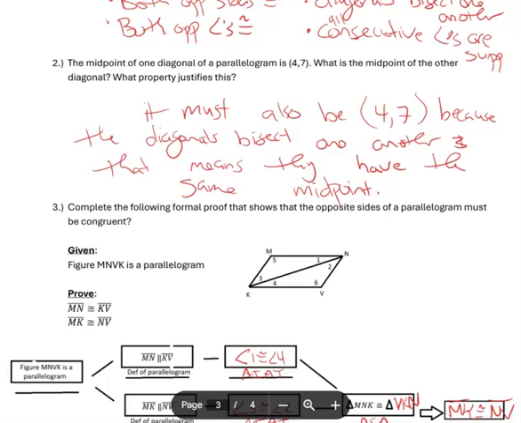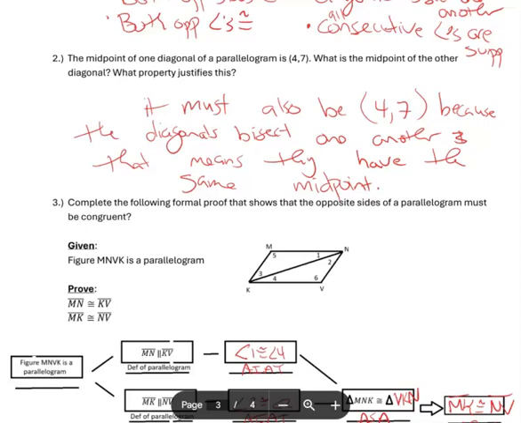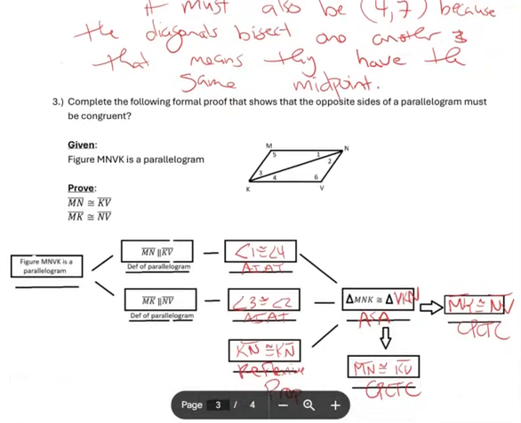Well, it's also going to be (4, 7) because they cut each other in half, which means they go through each one's midpoint. So if one midpoint is (4, 7), the other one would have to be (4, 7) as well because the diagonals bisect one another.